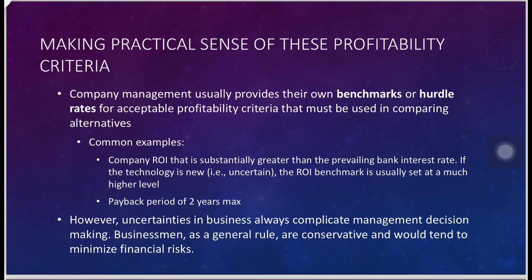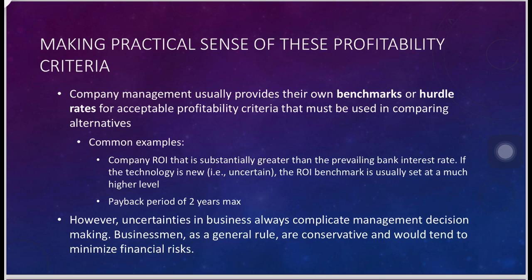Okay, so let's make practical sense of these profitability criteria. So what is it for? Company management usually provides their own benchmarks or hurdle rates for acceptable profitability criteria that must be used in comparing alternatives. Common examples would be a company ROI that is substantially greater than the prevailing bank interest rate. So if they borrow from a bank at a given interest rate, and they have a greater ROI than that, then they might consider the project.